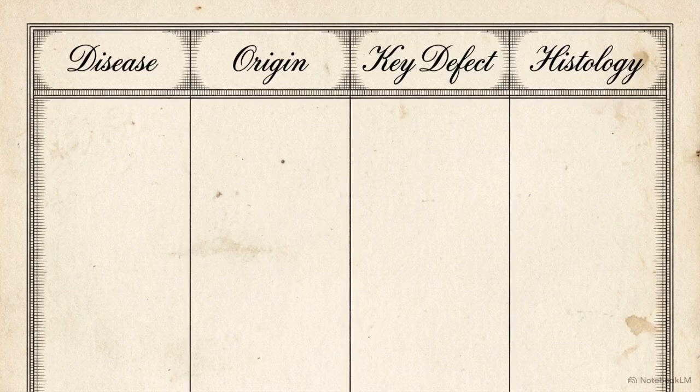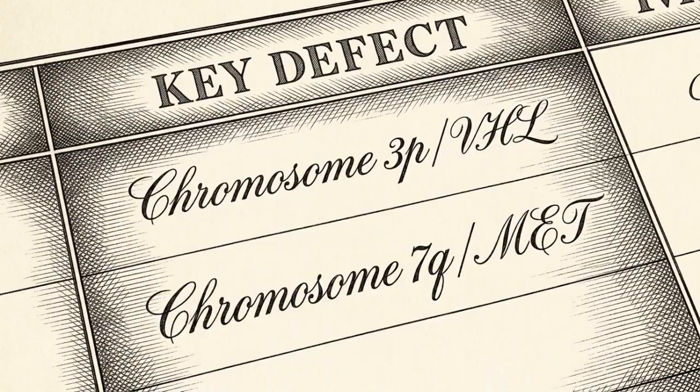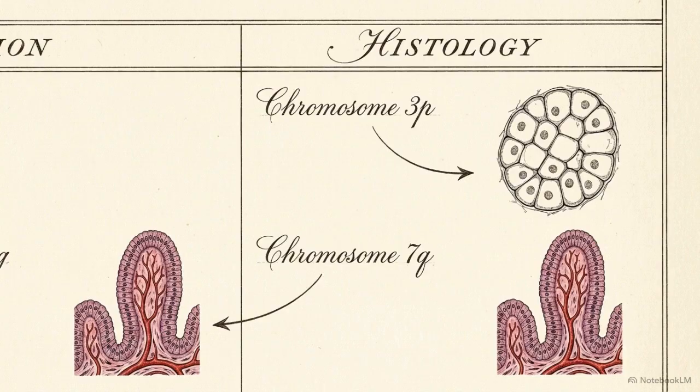When evaluating renal masses, diagnosis relies entirely on translating genetic markers into physical traits. Every major tumor maps a specific genetic error, like a VHL deletion or a MET mutation, directly to its resulting cellular morphology, whether that yields lipid-rich clear cells or distinct fibrovascular cores.